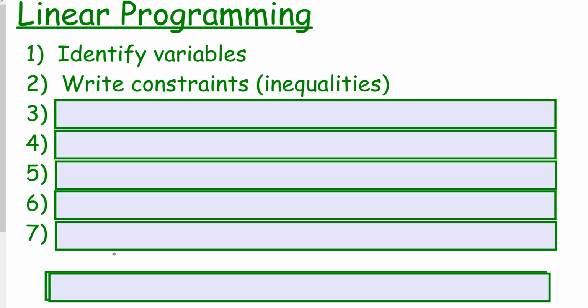Step number 2, you're going to have some limitations. It's going to say you can only make so many of these items, or people can only work this many hours a day, or whatever the case may be. Those are called constraints. They are limitations on the situation, and those will be written as inequalities.